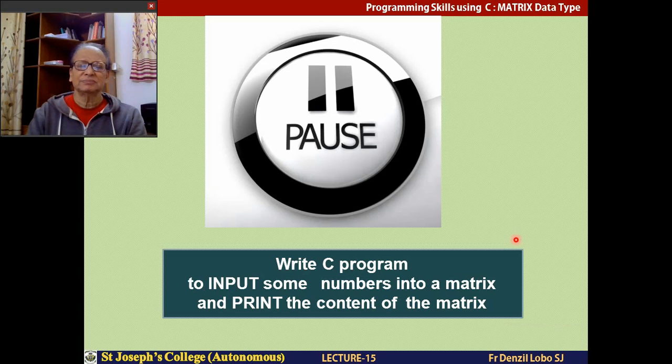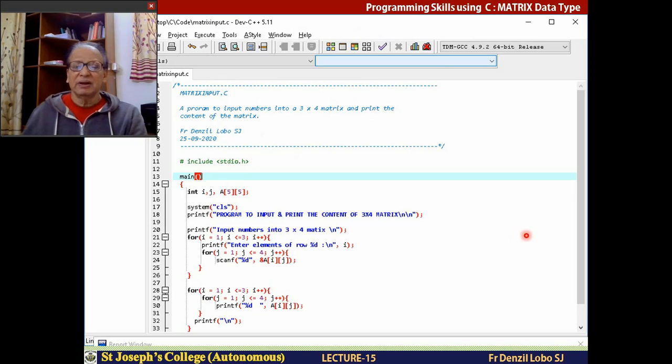I'm showing you the computer program. As you see here, we declare int i, j and a[5][5]. I have given you the maximum of 5 rows and 5 columns, but we may not use that. We may use only 3, 4 as we are doing in this case. Clear? You give the title for this program, then you give the instruction: input numbers into a 3 cross 4 matrix.